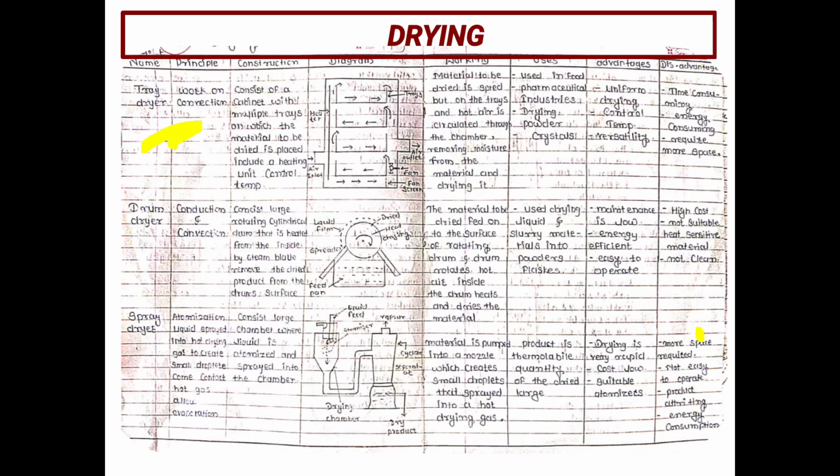Next, the drum dryer is used for drying liquid slurry materials into powders. Spray dryer is used where the product is thermolabile and dried in large quantity.